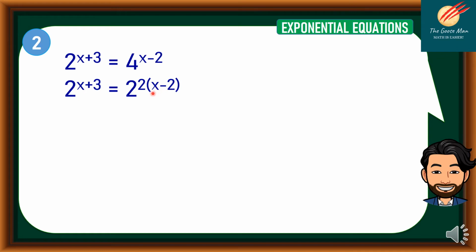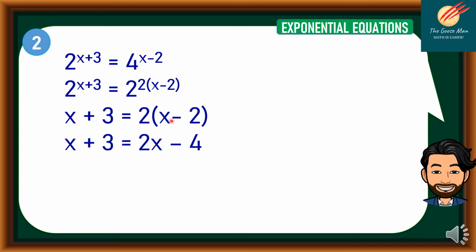Now, notice that I can distribute the 2 to the exponent x minus 2. Since I have now the same bases, I can equate x plus 3 is the same as 2 times x minus 2. Okay? So now I have this equation: x plus 3 is equal to 2 times x minus 2.